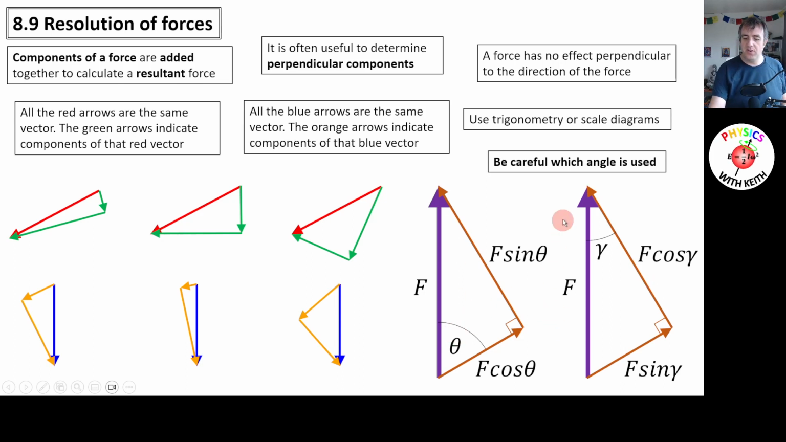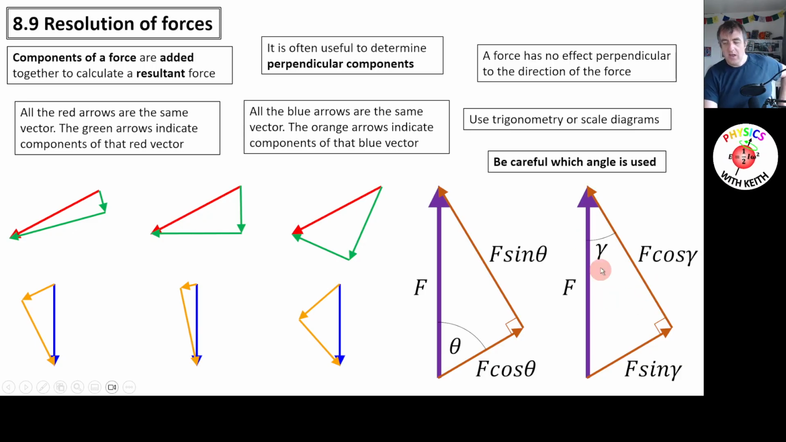The purple forces, F, are exactly the same magnitude, same direction. I've got the same set of perpendicular components, these horrible brown arrows. But I've got 2 different angles I've chosen. Theta, this one here, or gamma, this one up here. Now theta, if you know what theta is, and you know what F is, the resultant vector, then this component is the adjacent component to the angle. So that's hypotenuse multiplied by cosine of theta. And this is the opposite of the angle. So it's the hypotenuse multiplied by the sine of the angle.